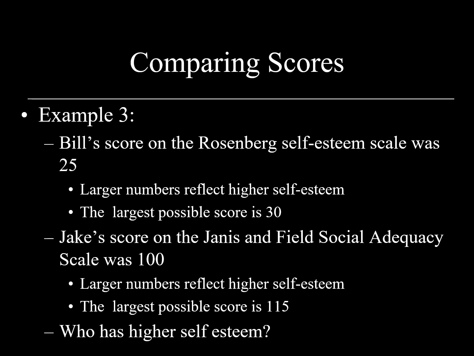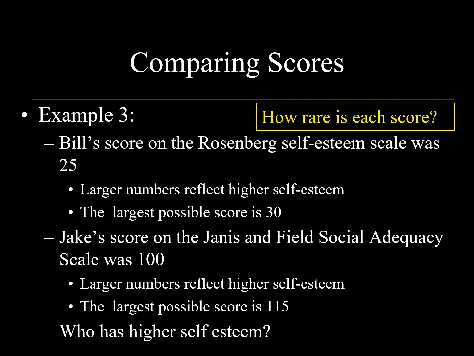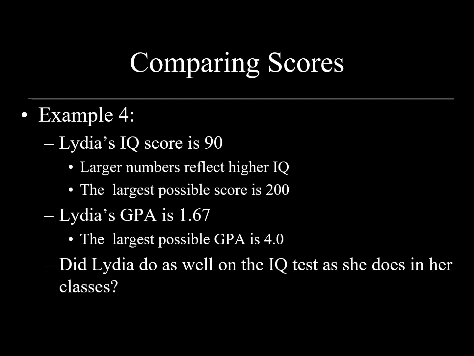Now this gives you a better example of something where we can recognize that there's a little bit of a difference here. Both measures measure self-esteem. Both measures, we assume, have been highly validated and constructed very rigorously. But one of them is on a 1 to 30 scale, and the other one is on a 1 to 115 scale. So how does Bill's 25 compare to Jake's 100 on these two different tests? So again, we have to ask, how rare is each score within that distribution?